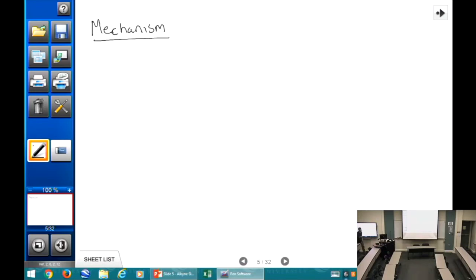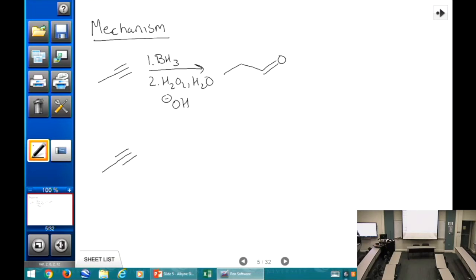Alright, so this is everyone's favorite mechanism. It's one of my personal favorites. We'll do a simple one just so it's easy to draw. So we'll do a terminal alkyne, and we'll make an aldehyde. So we're going to have our alkyne, and we're going to have our BH3. We're going to do H, BH2.